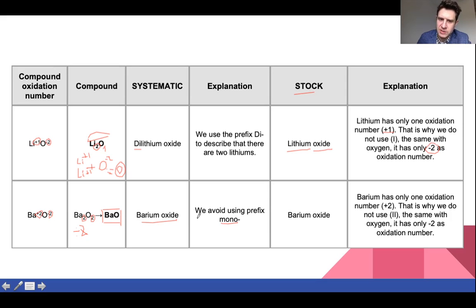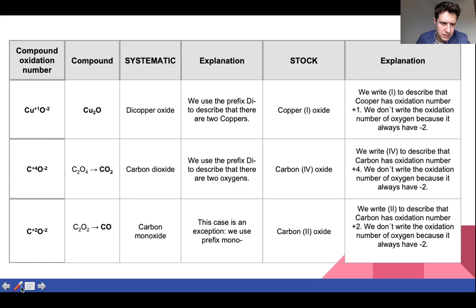Is this exactly the same as the stock barium oxide? And as we did in the previous example, when two elements have only one oxidation number, we don't need to use the Roman numerals. Okay, good. Next example. Dicopper oxide.